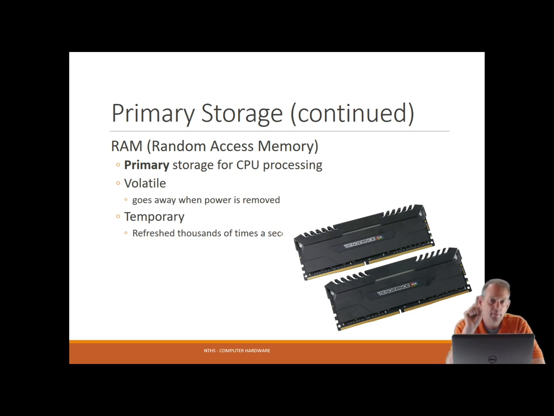RAM stands for Random Access Memory. It's primary for CPU processing. It's where the CPU talks. It's volatile, meaning it goes away when the power is removed. And it's temporary, in that it's refreshed millions of times a second. It works in nanoseconds. So it is important that you have good memory, or a computer will have all kinds of problems. But it's what the CPU talks to. So primary storage is RAM, it's temporary, and it's volatile. Okay, that's primary storage.